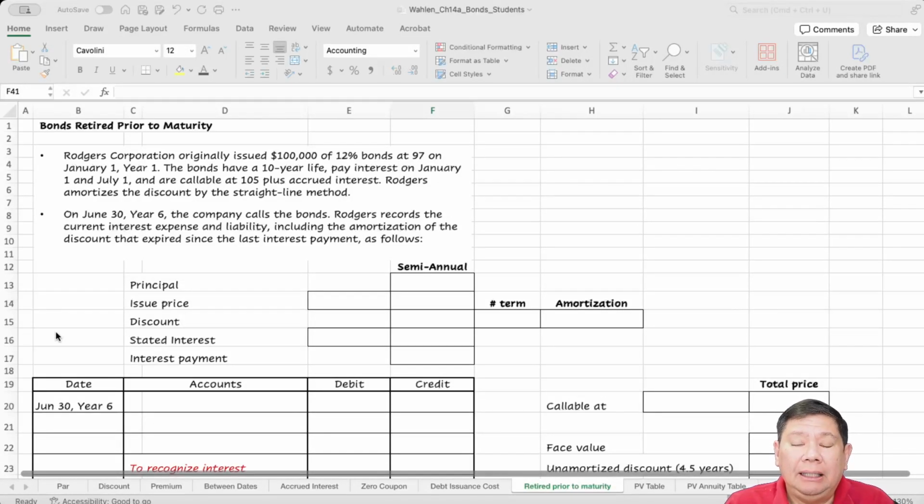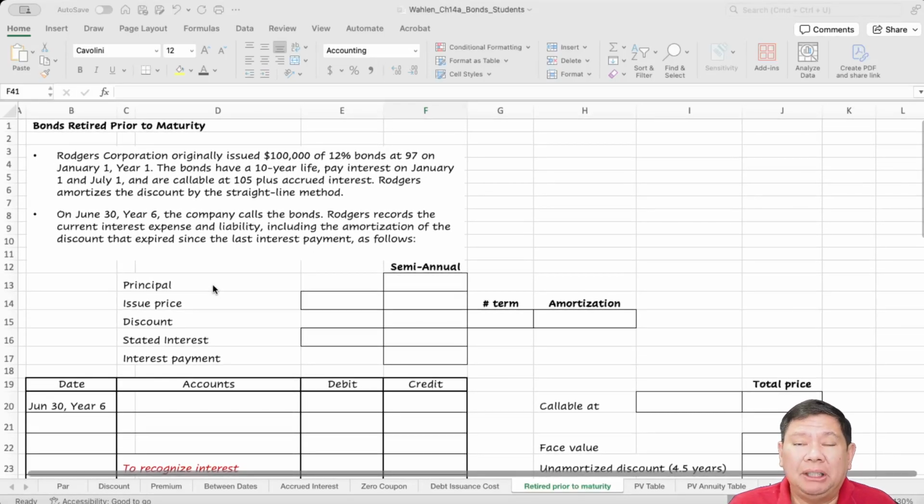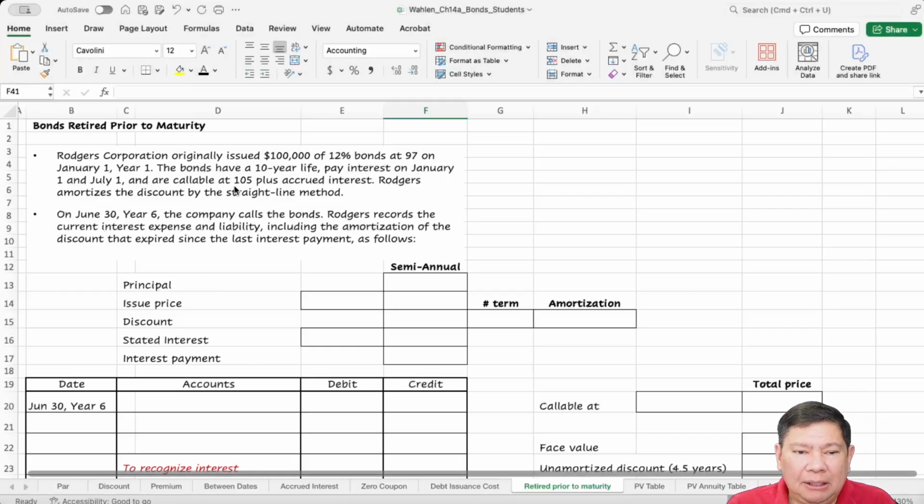Hello everyone, in this video we're going to look at the treatment for bonds retired prior to maturity. So companies usually issue callable bonds, and these companies can pay off the bonds before the maturity at a certain rate, usually higher, like this one.